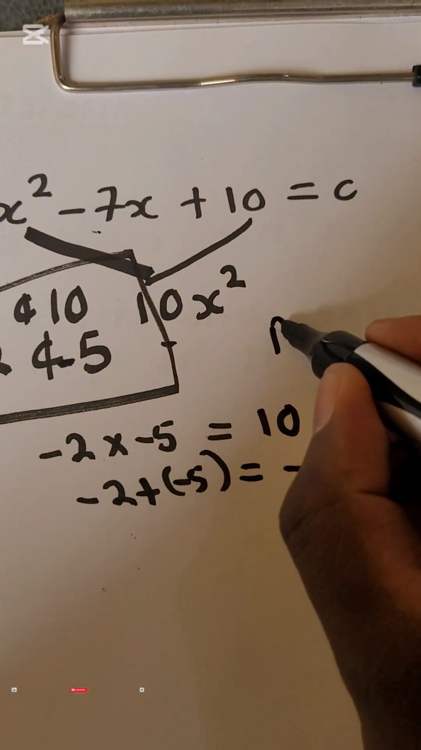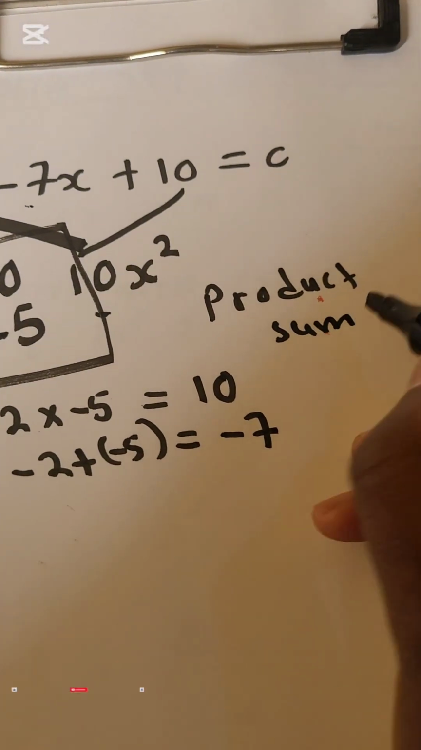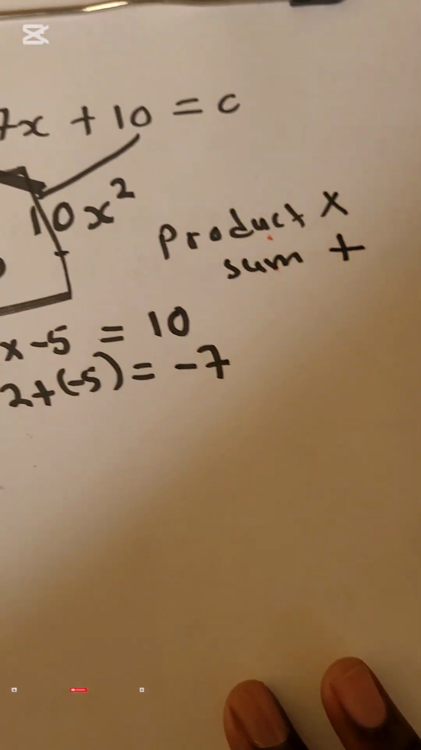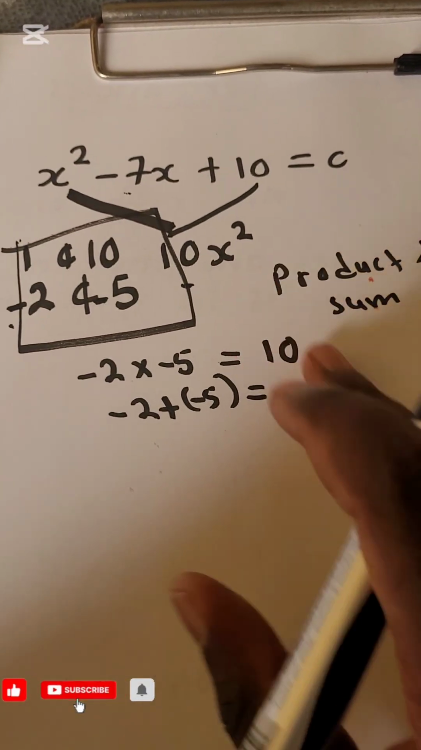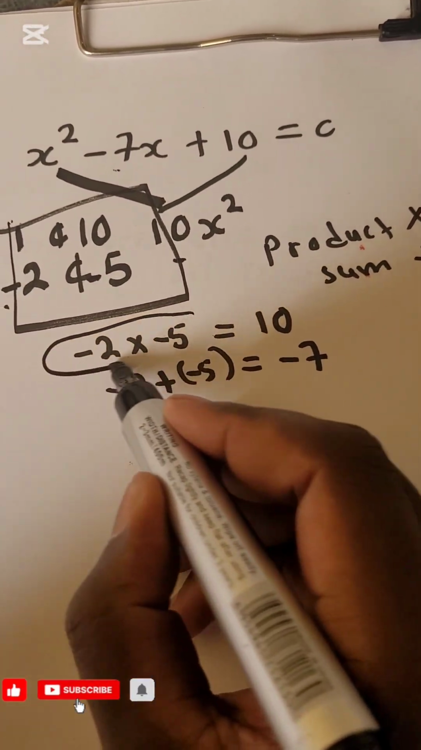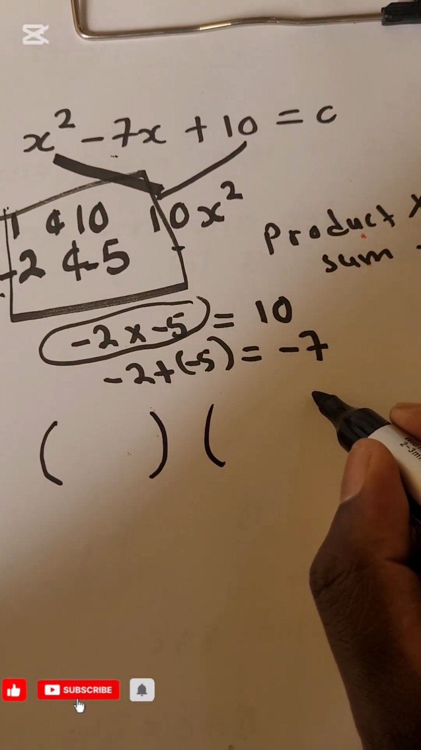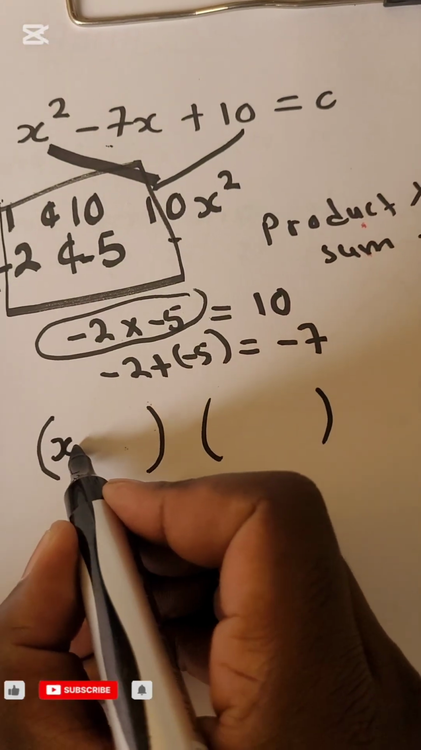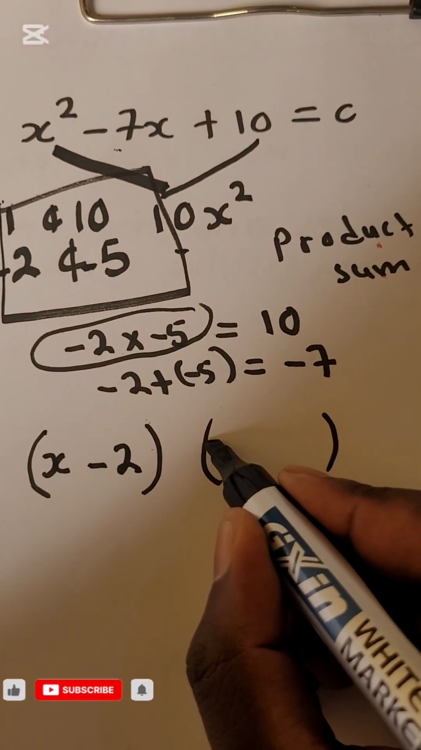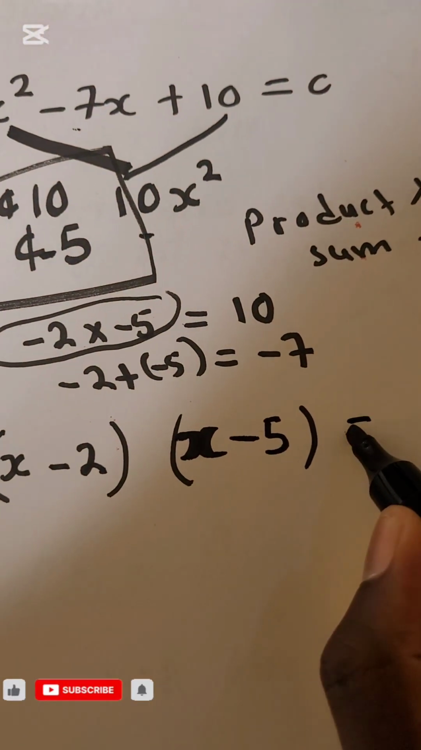So this one is product and sum. Product is to multiply, sum is to add. That's another form of factorization. So it's now an equation of product and sum. So we find our two factors, which are negative 2 and negative 5. So we can create our two brackets here. The first one will be x minus 2, this first factor. Then the other one, x minus 5, is equal to 0.